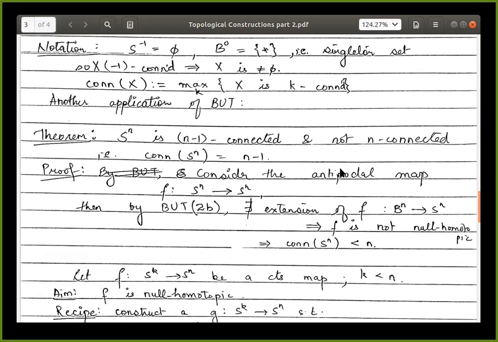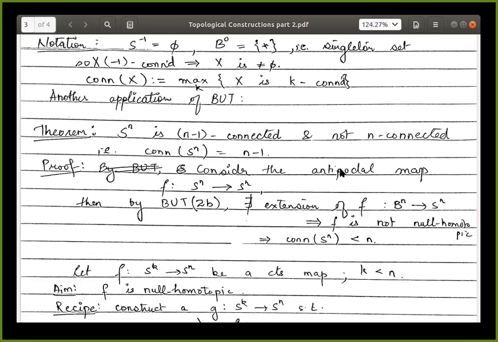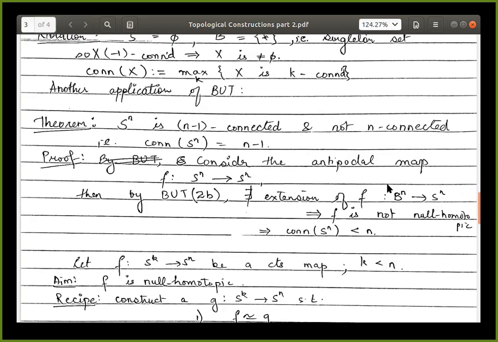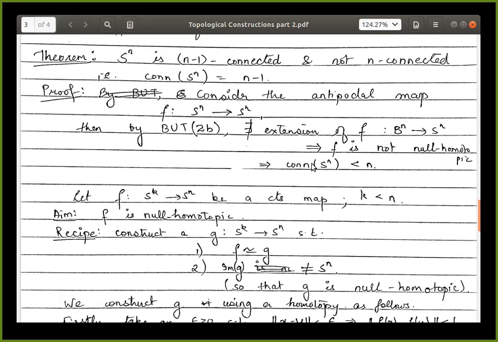Now we'll see a very well-known result that S^n is n-1 connected, or rather the connectivity of S^n is n-1. Everybody knows that S^n cannot have connectivity n. Why? Because if you consider the antipodal map f from S^n to S^n, the Borsuk-Ulam theorem tells us that there is no map f from B^n to S^n which is antipodal on the boundary of B^n, right? Which means this map f from S^n to S^n cannot be extended to a map from B^n to S^n. This extension version is equivalent to saying that the map is null homotopic. Therefore, the connectivity of S^n is not equal to n, so connectivity has to be lesser than n.